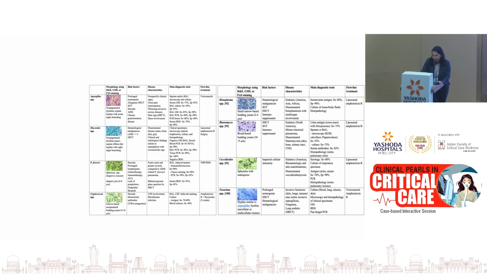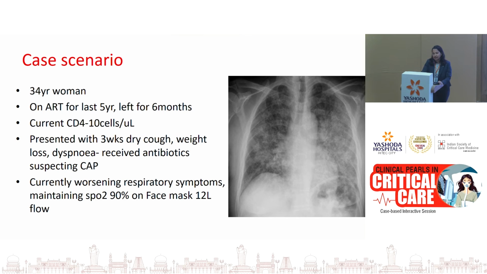Coming to the fourth case, she is a 34-year-old woman, a known case of RVD, who was on ART for the last 5 years but had discontinued for the last 6 months. The CD4 count had fallen to about 10, and she presented with 3 weeks of dry cough, weight loss and dyspnea, and had been receiving antibiotics outside, suspecting community acquired pneumonia. There was worsening of the respiratory symptoms and a very low SpO2 of 90% on a face mask at 12 liters. So what would be your diagnosis in this case?